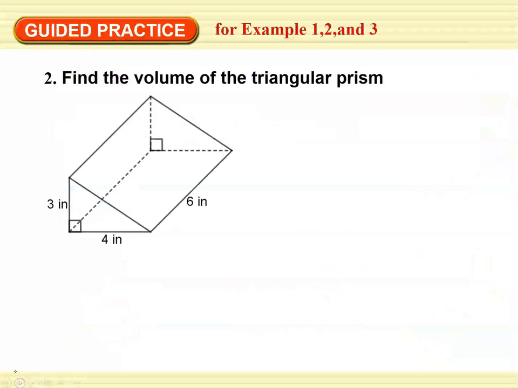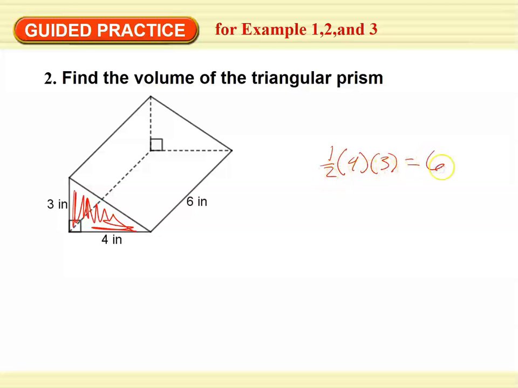All right. Last one, here's my base. The base is the triangle, so the area of the base is half of 4 times 3. That's how we find the area of a triangle. 4 times 3 is 12. And half of 12 is 6.